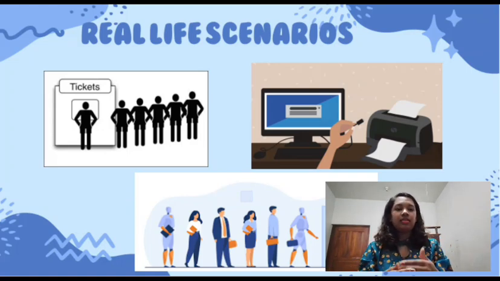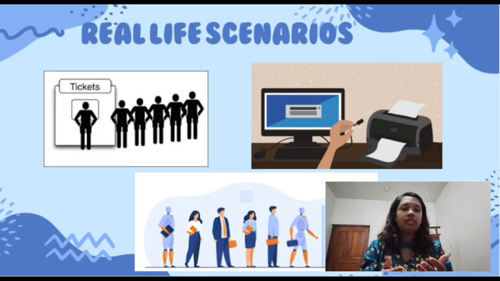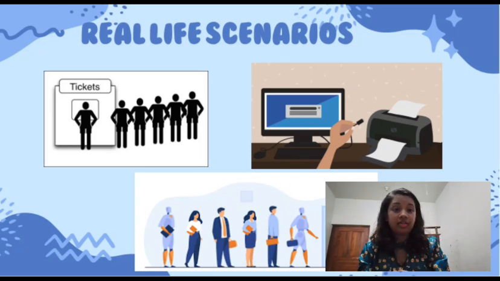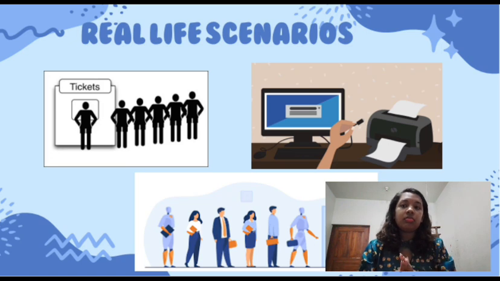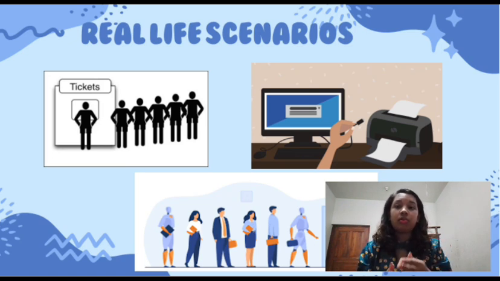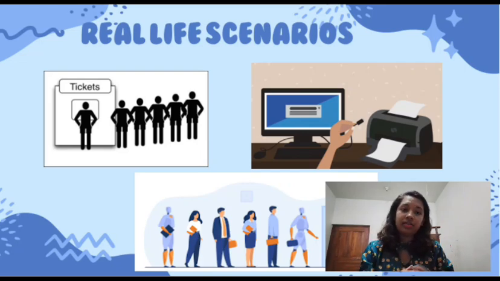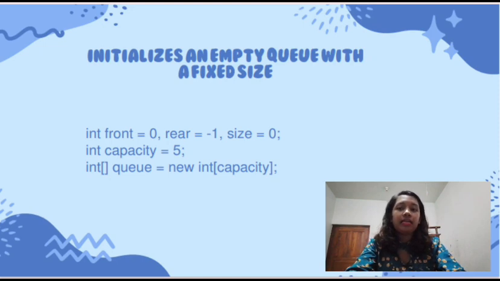As you can see in these pictures, ticket counter, right? In the ticket counter, the first person in line is served first, and we can see a call center queue and also the printer. These are the real life scenarios, and here are some code snippets related to array queues.